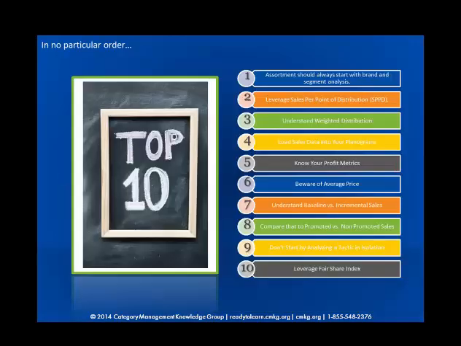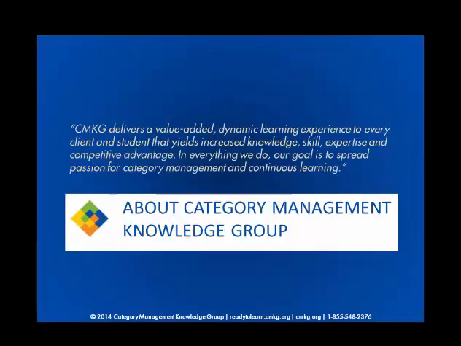Okay, so there's the top 10 list. Assortment should always start with brand and segment level analysis. Leverage SPPD, it's a fabulous measure. Understand weighted distribution. Load sales data into your planograms. Know your profit metrics. Beware of average price. Understand your baseline versus incremental versus promoted and non-promoted. Don't start analyzing a tactic in isolation, and leverage the fair share index. So that was a lot to cover, but I'm happy to share those top 10 tips with you.